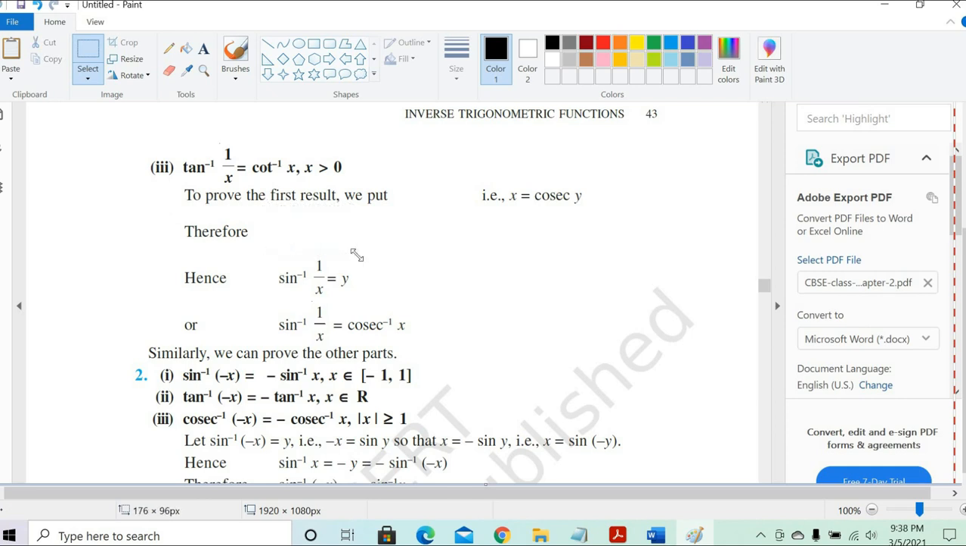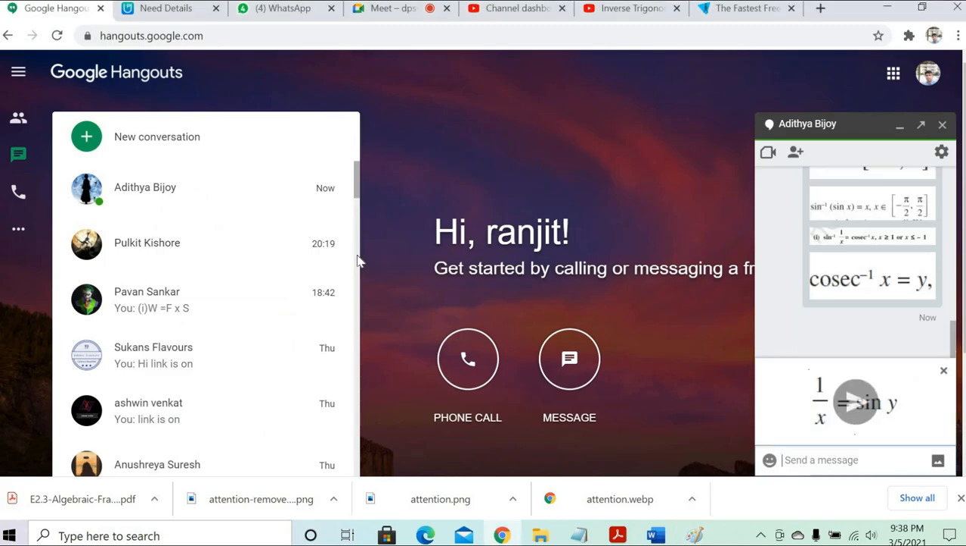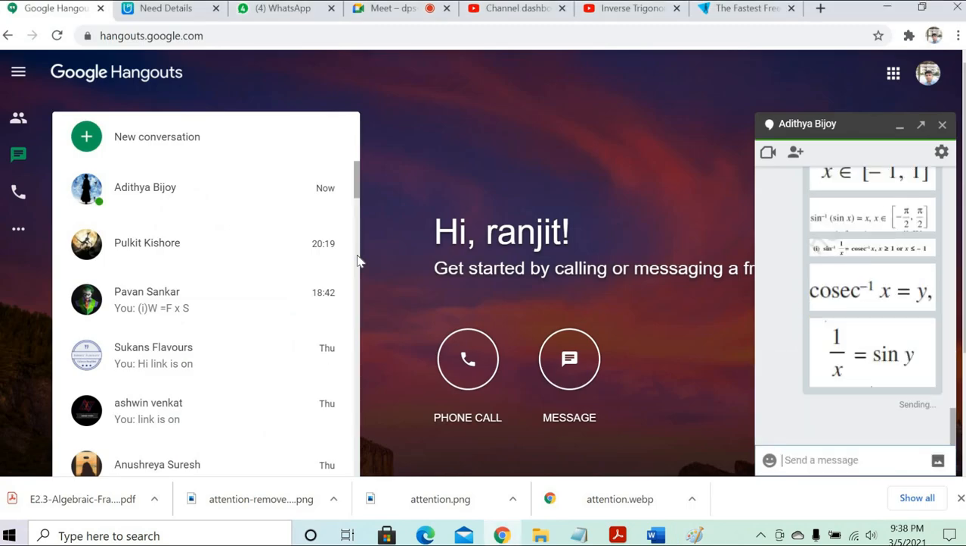Cross multiply. sin y will be equal to 1 by x. Correct? When you have cosec y is equal to x, x is equal to 1 by sin y, then 1 by x is equal to sin y. Correct?